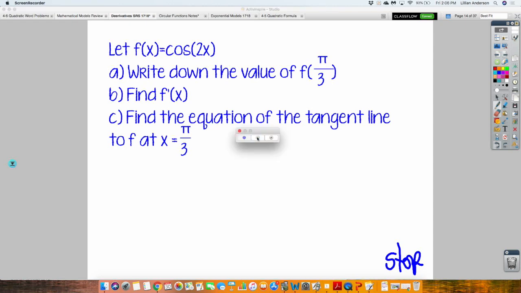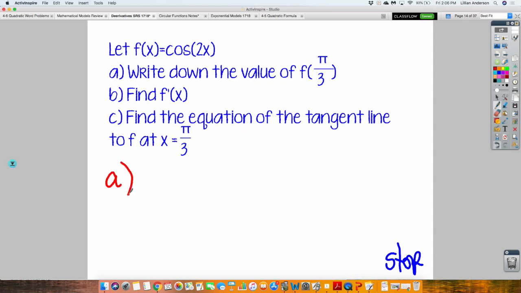Okay. So for this one, Danielle, what is the value of f of pi over 3? Negative 1? Not negative 1. Oh, it's negative 1/2. Because when you plug it in, it's 2 times pi over 3, which is 2 pi over 3. Cosine of 2 pi over 3 is negative 1/2. Unit circle. Multiply that by 2. Now I have to write down the derivative.